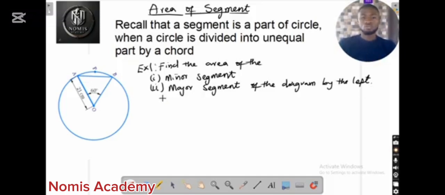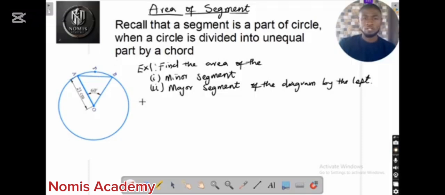Now the first thing I told you is to introduce the formula. What is the formula to calculate area of segments? If you look at this diagram carefully, you will see that we have a sector having the segment in it, meaning that if we could find the area of the sector and subtract this triangular part away, then we have the area of the segment, and that is just the formula.